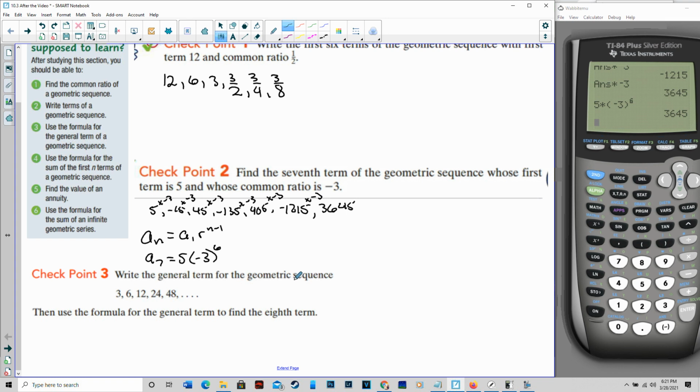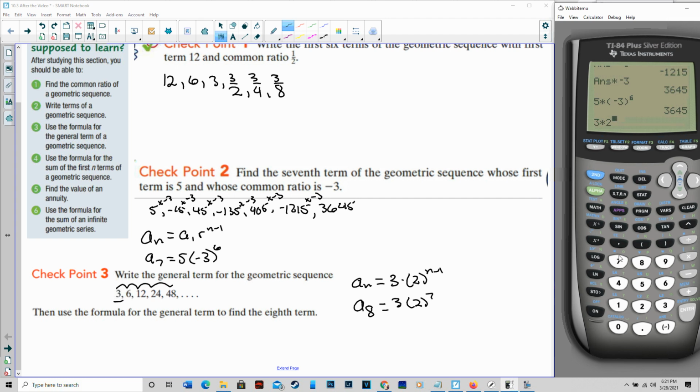Write the general term for the geometric sequence. Then use the formula for the general term to find the 8th term. So a sub n on this one is equal to 3 times, that's a sub 1, and we're multiplying by 2 each time. So that's 2 to the n minus 1. And we're supposed to find the 8th term. So 3 times 2 to the 7th. That's 384.